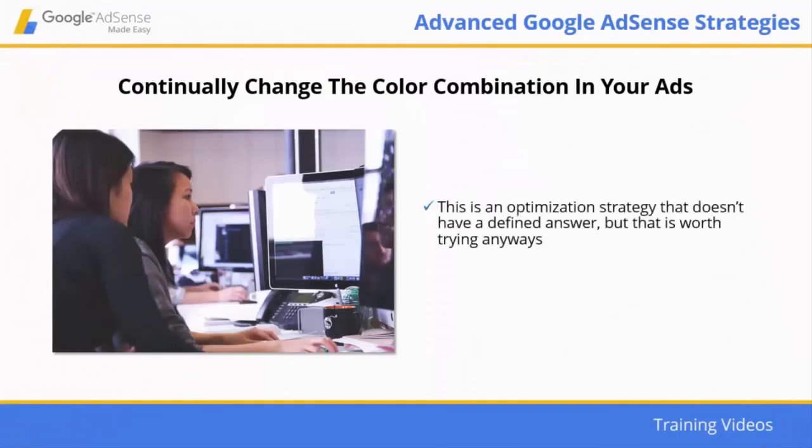Continually change the color combination in your ads. This is an optimization strategy that doesn't have a defined answer, but that is worth trying anyways. All you have to do is to change the color combination in your ads until you find the one that gives you the highest boost in clicks and earnings.